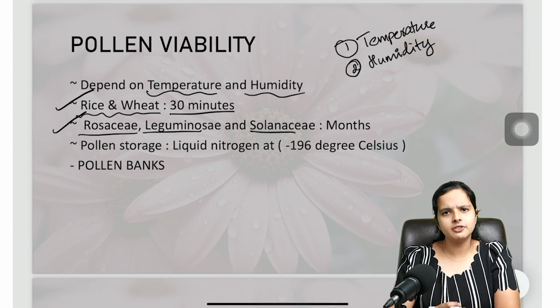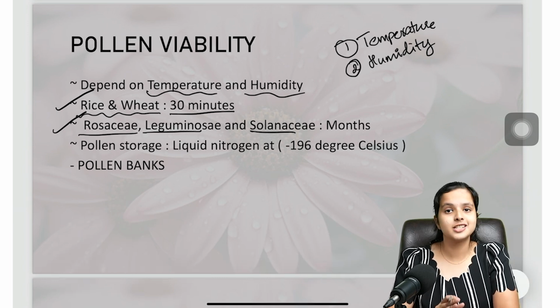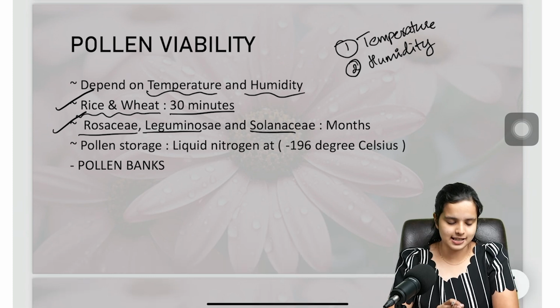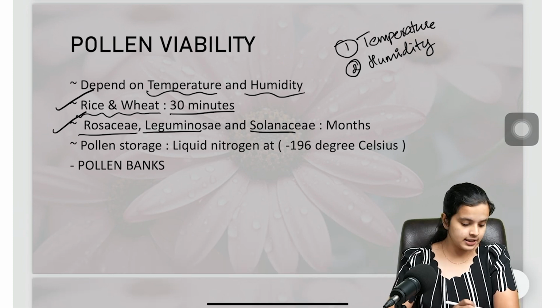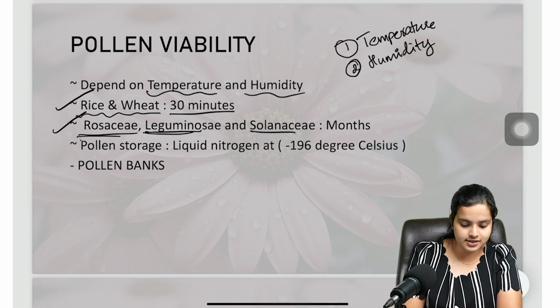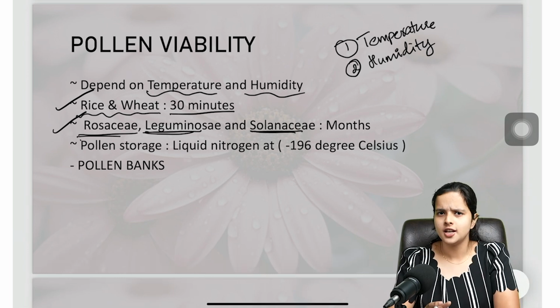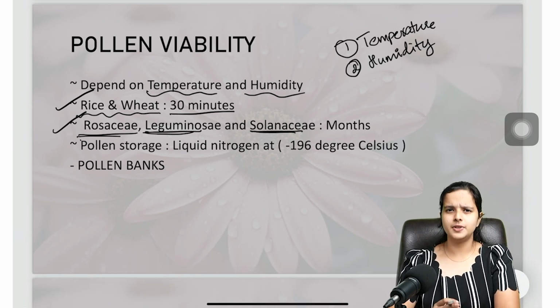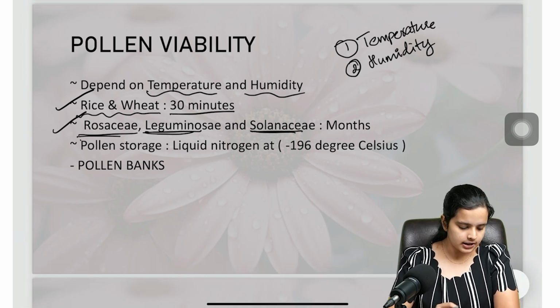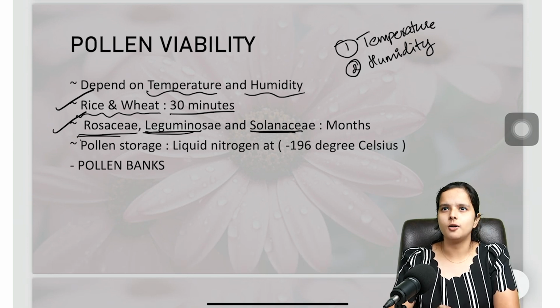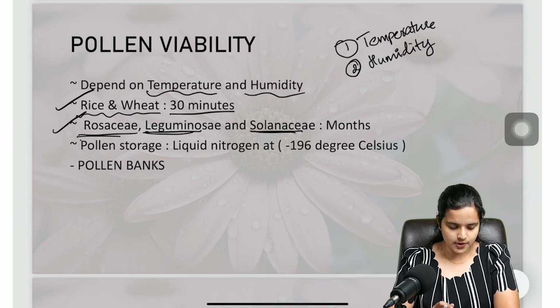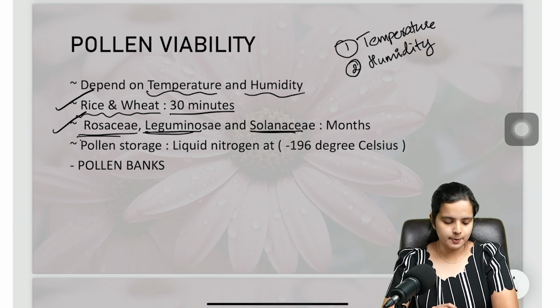So the pollen viability largely depends upon temperature and humidity, but it also varies depending upon the species, right? Here we have seen some families like Rosaceae, Leguminosae, and Solanaceae. Rosaceae is the family of rose. Leguminosae are the family of pulses basically. And Solanaceae is the family where brinjal and all fall in. Anyways, this is what is known as pollen viability.